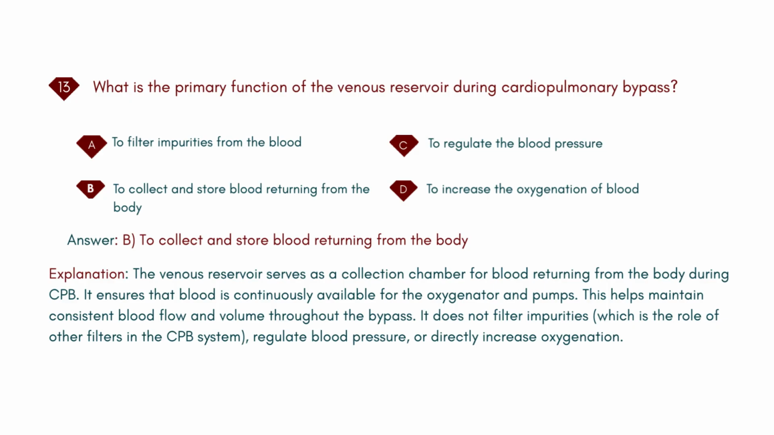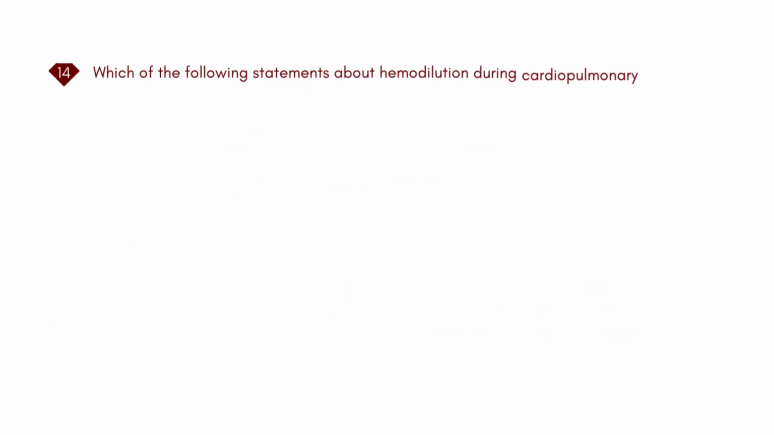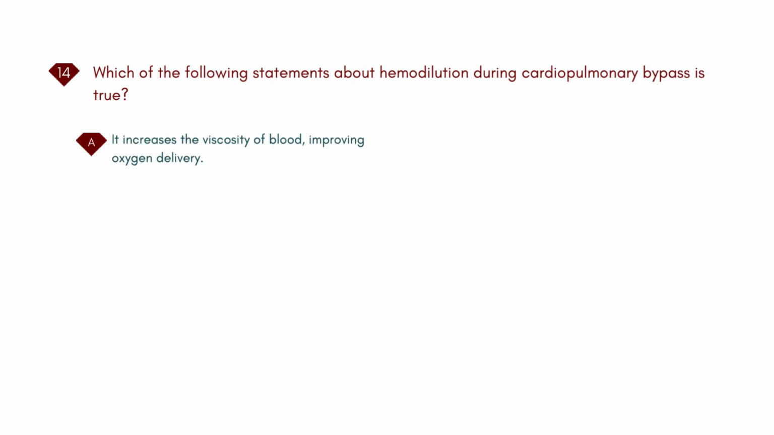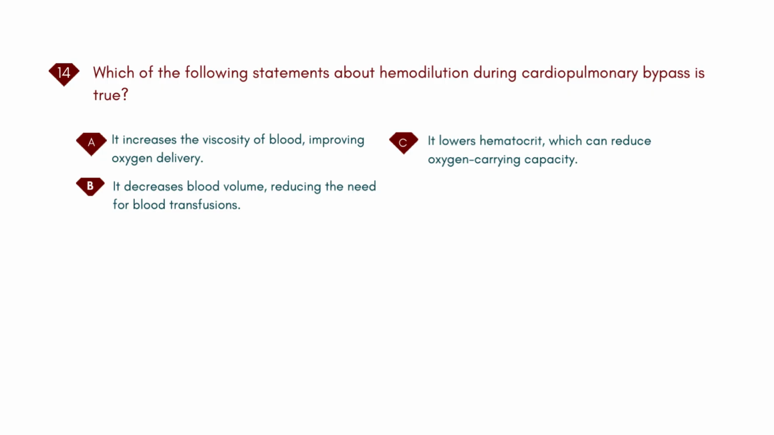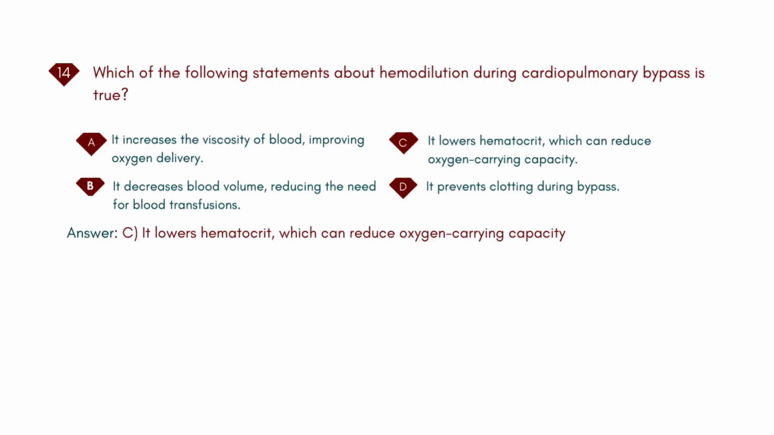directly increase oxygenation. Which of the following statements about hemodilution during cardiopulmonary bypass is true? A. It increases the viscosity of blood, improving oxygen delivery. B. It decreases blood volume, reducing the need for blood transfusions. C. It lowers hematocrit, which can reduce oxygen carrying capacity. D. It prevents clotting during bypass. Answer: C. It lowers hematocrit, which can reduce oxygen carrying capacity.